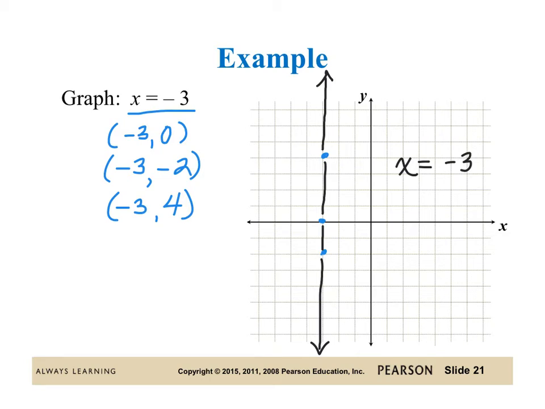So the key takeaway here is that when you have x equals whatever, that's always going to be a vertical line. And it'll cross the x-axis at whatever number is assigned to x. But this is the case when there's no y variable.